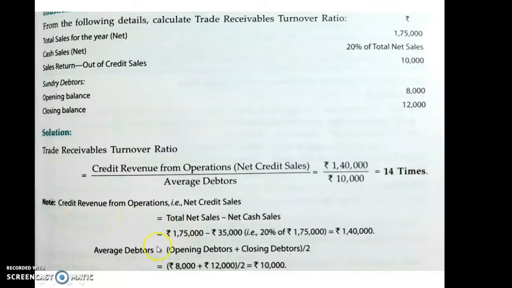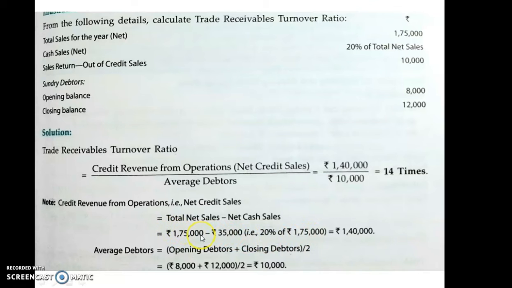Now solution part. See children, you are given total net sales. Net sales means a businessman has both cash sales and credit sales. So you are given total sales. So in this total sales, there is cash sales as well as credit sales. So that is 1,75,000 minus net cash sales. Okay, net cash sales is given to you 20% of total net sales. 20% of total net sales means 1,75,000 into 20%. So that will give you answer 35,000.